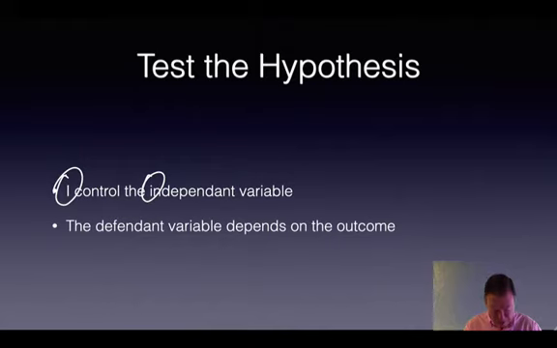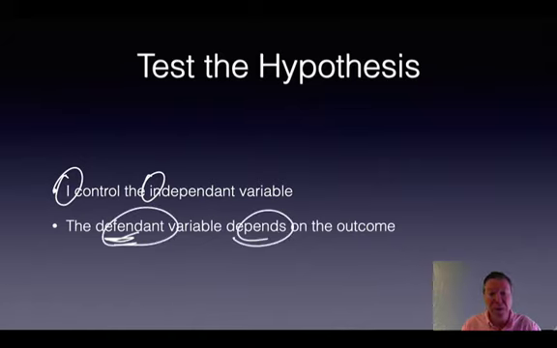The dependent, and this should not say defendant, that's bad of me. The dependent variable depends on the outcome. Why is it the dependent variable? Well, it depends on what happens. I don't know what's going to happen. Depends. What's the independent variable? What's the thing I control? How much butter do we get?